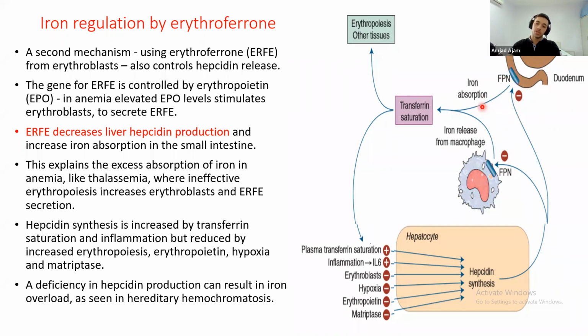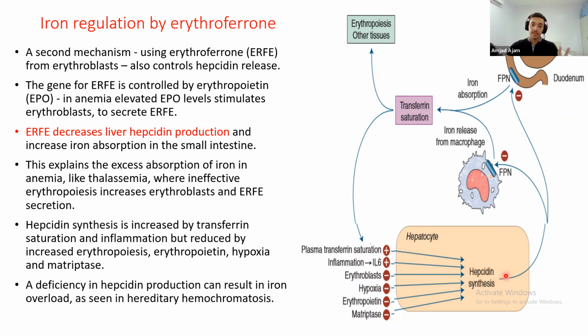Normally we have iron absorption here and iron release. They will go and be transported by transferrin. Now this transferrin saturation, the transferrin basically will transport this iron to the bone marrow for erythropoiesis, which is the production of RBCs. Now, when we have a lot of transferrin that is saturated by iron, like here, plasma transferrin saturation, it will enhance the synthesis of hepcidin.